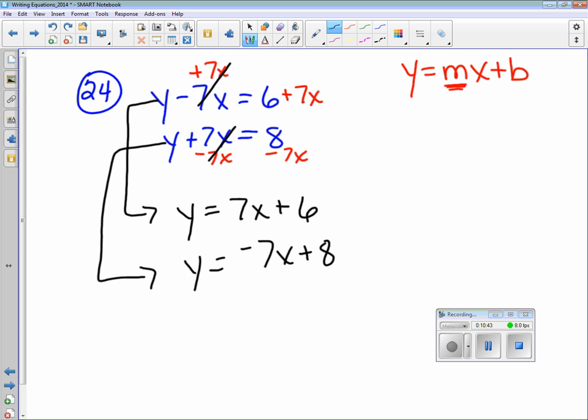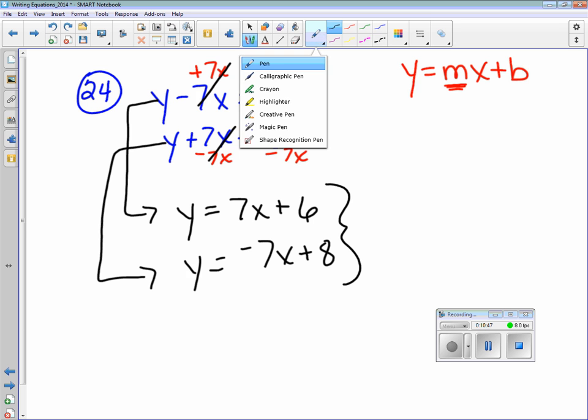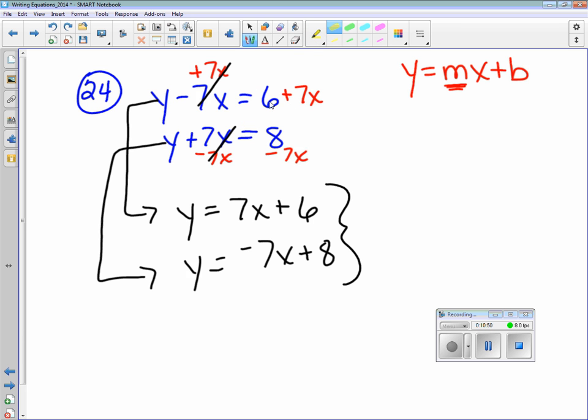So they're both solved. I'm looking at these two equations here, and I'm just trying to decide if they're parallel. What would I look at? Perfect. And I'm going to be looking at 7 in this case and negative 7 in this case. Are they parallel? No. Are they perpendicular?